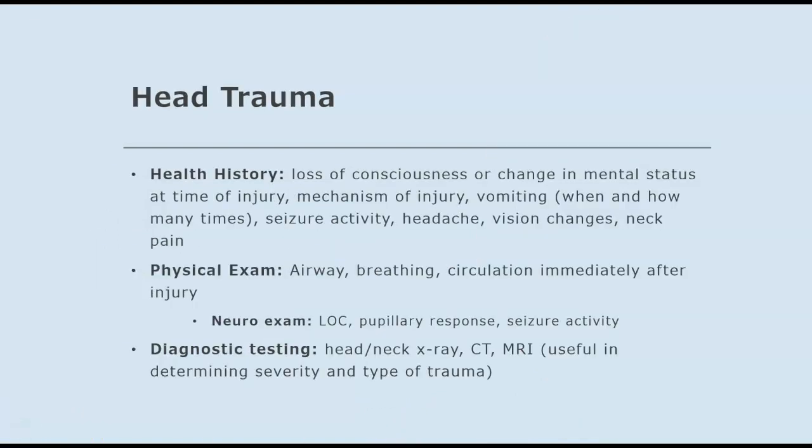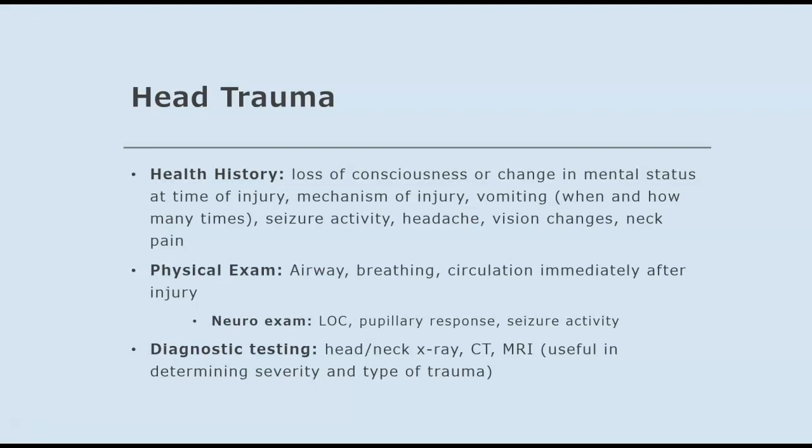Nursing management of the child with head trauma involves gathering a thorough health history, including asking whether the child lost consciousness at the time of injury or if there was any change in mental status, asking questions about the mechanism of injury, such as the height of the fall or the speed at which the patient was moving when they were injured, whether there was any vomiting at the time of injury or shortly thereafter, and how many episodes of vomiting there were, whether there was any seizure activity, whether the patient reported headache, vision changes, or any neck pain, either at the time of injury or now that they're presenting for care.